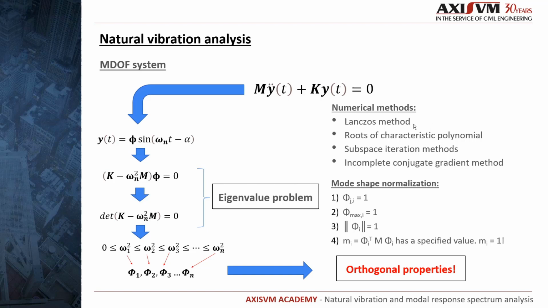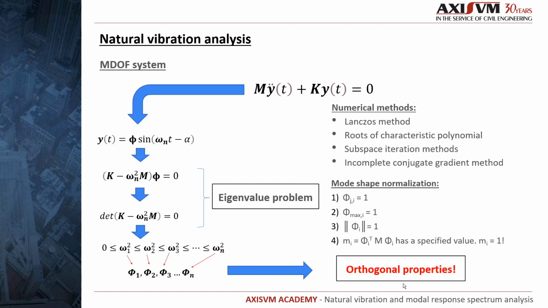The most used methods are the Lanczos, the roots of characteristic polynomial, the subspace iteration, and incomplete conjugate gradient methods. In most cases, the eigenvectors are normalized to be able to use them in following calculations with different purposes. There are 4 common ways to normalize the mode shapes. The value of coordinate j of mode i is set to unity. The mode is scaled so that the maximum value equals unity. The mode is scaled to have unit length. The modal mass is defined as a specified value. M equals 1 is often used, in which case the mode is normalized to the mass matrix.